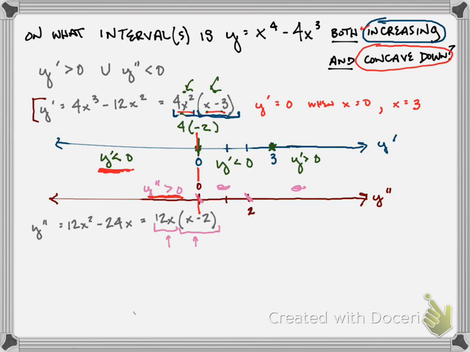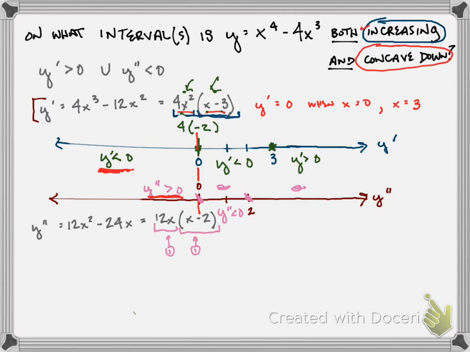Let's test our next interval. I'm going to pick a number between 0 and 2. The logical one to pick would be 1. So I'll put 1 in for x, and I get 12 times -1, which is negative. All I care about is whether it's positive or negative, because that tells me about concavity. So in this instance, y double prime is negative on that interval from 0 to 2. So here we're decreasing and concave down, on that interval from 0 to 2.